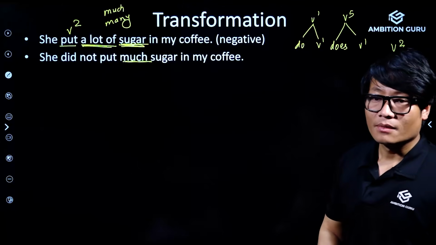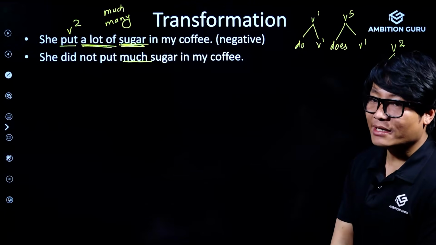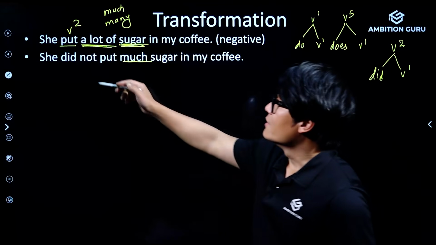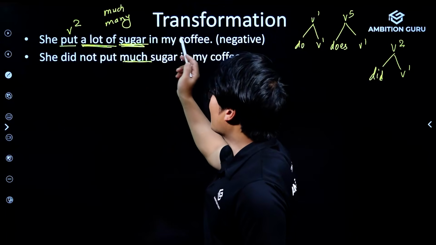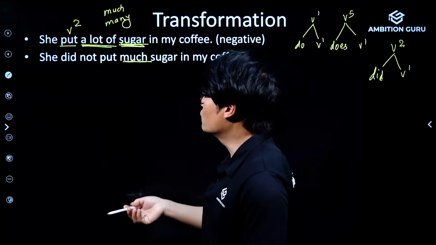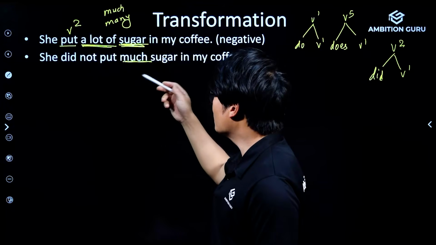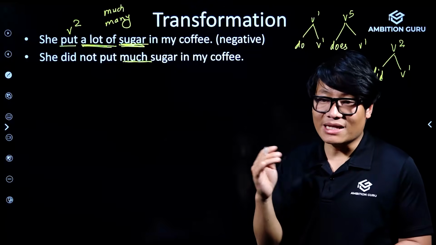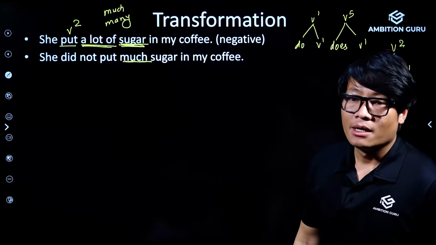Clear? Okay. When there is some, it should be changed to any. Like, she put some sugar in my coffee, so some should be changed into any. So the answer should be she did not put any sugar in my coffee. When there is some, that should be changed to any.